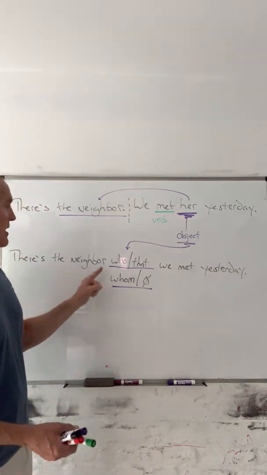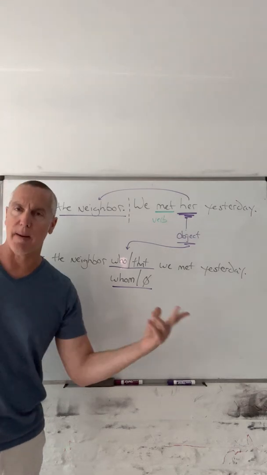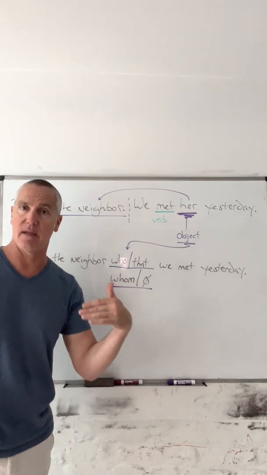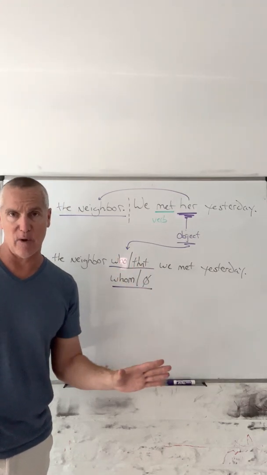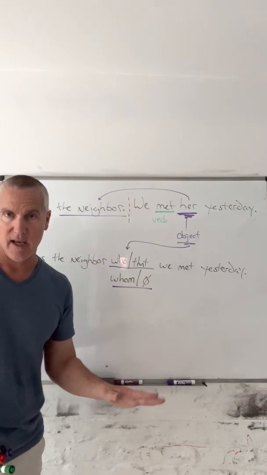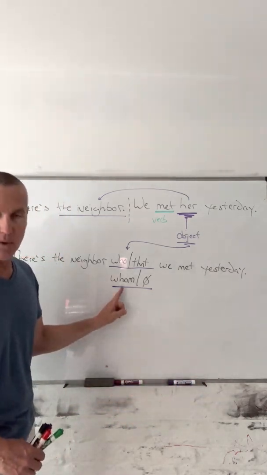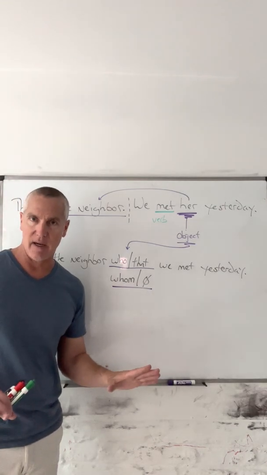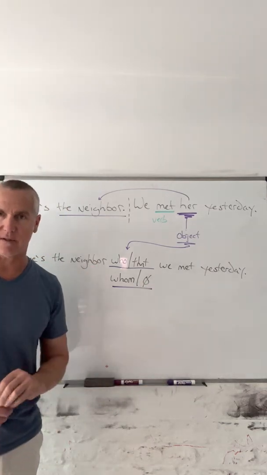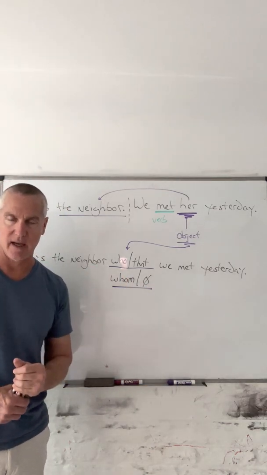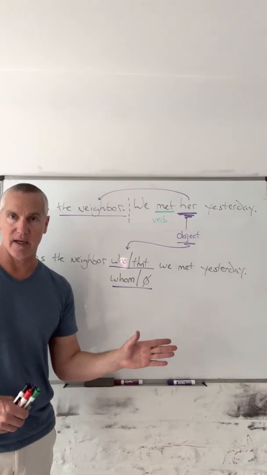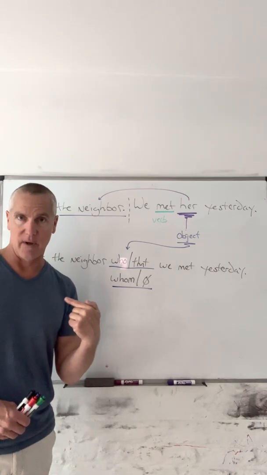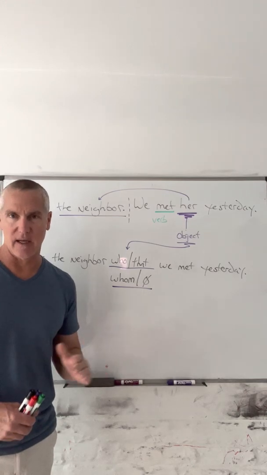So again, there's the neighbor who we met yesterday. Who still is probably the most common. Whom sounds very nice because it's considered to be more formal. Definitely less common. The least common would be whom, but it would be the most formal. And then no pronoun would be considered very, very informal. There's the neighbor we met yesterday. There's the neighbor who we met yesterday. There's the neighbor whom we met yesterday. The whom sounds really nice, like, excuse me, I know English grammar, yeah. It sounds nice, but it is much less common.